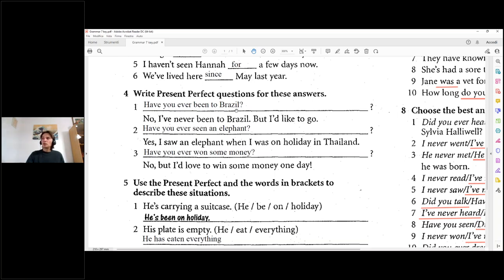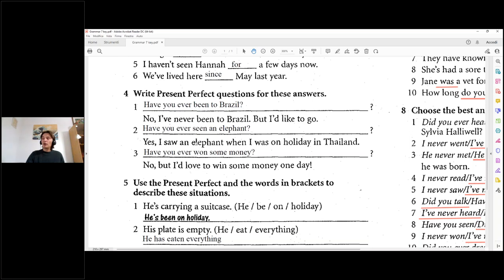Have you ever been to Brazil? Quindi per chiedere un'esperienza di vita si fa col present perfect. Have you ever? Hai mai? Sei mai stato? Have you ever been to Brazil? No, I have never been to Brazil, but I would like to go. Ma mi piacerebbe andarci. Have you ever seen an elephant?